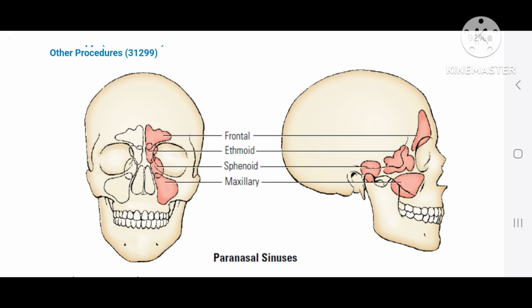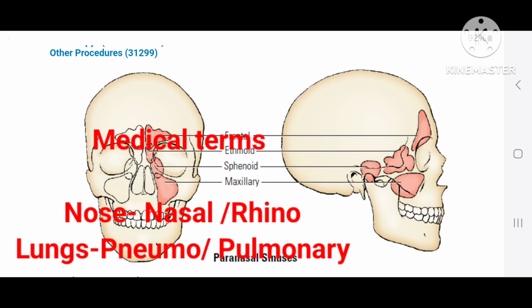Now you can note down the medical terms which we use for the organs in the respiratory system. For nose, we use the term nasal or rhino. Then for the larynx, we call it voice box. Other than that, there is no specific name for it. Then the trachea is called windpipe. Now about the lungs. Lungs can also be called pneumo or pulmonary.